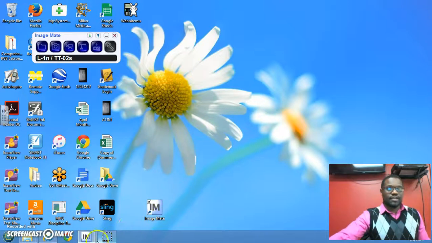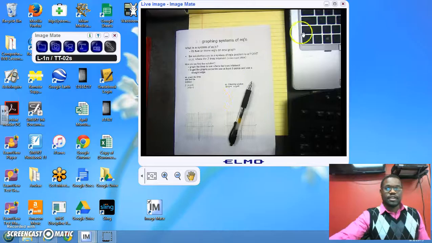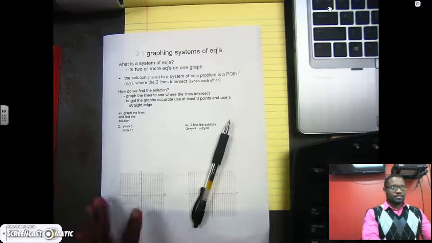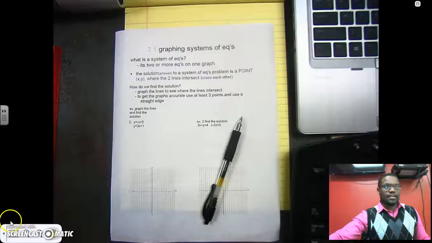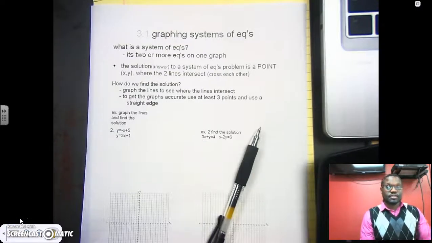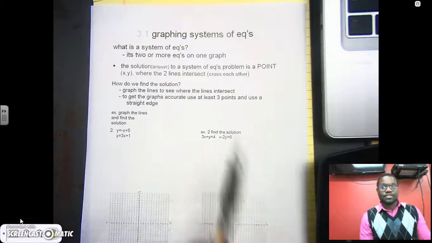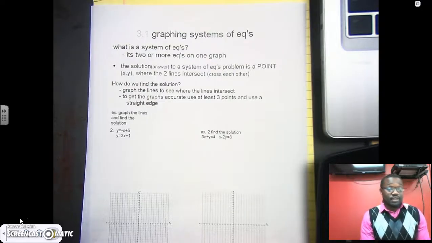Alright, today what we are working on is graphing systems of equations. And again, we are discussing graphing systems of equations, which is very simple. All it is is more than one equation on one graph. A system means you have more than one. And of course, I told you earlier that there are other systems with 3 lines and such, but right now we're only going to focus on solving a system of equations using graphing.